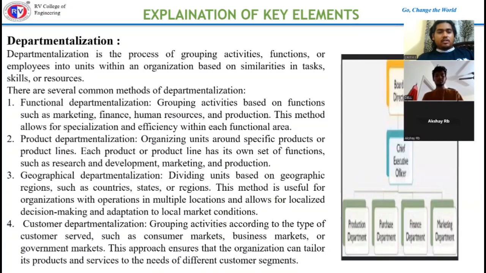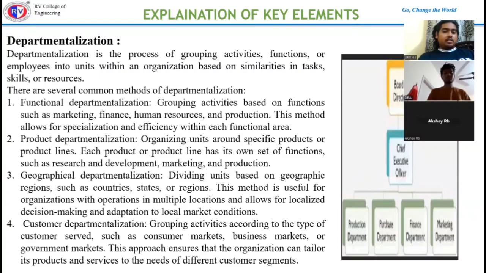For this, we do departmentalization of the process or group activities, for which common methods are functional departmentalization, where activities are grouped based on functions such as marketing, finance, human resources, etc. This allows for specialization and efficiency within each functional area. Product departmentalization is where units are organized around specific products or product lines. Each product or product line has its own set of functions such as research and development.